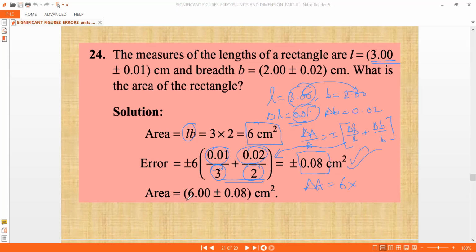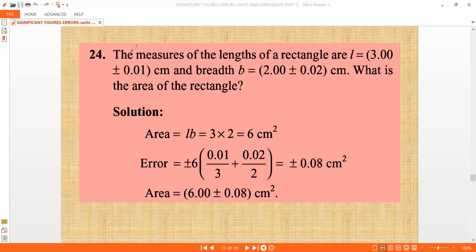And now why are we representing 6.00 here? This you have to think. See, L has 3 significant figures, and this also has 3 significant figures. So once you take the product L into B, the answer should also have 3 significant figures. This is the base area, and then this is the error in the area. So I hope this is clear with you. If you have any doubts, you can put them in the comments. I hope you got this.